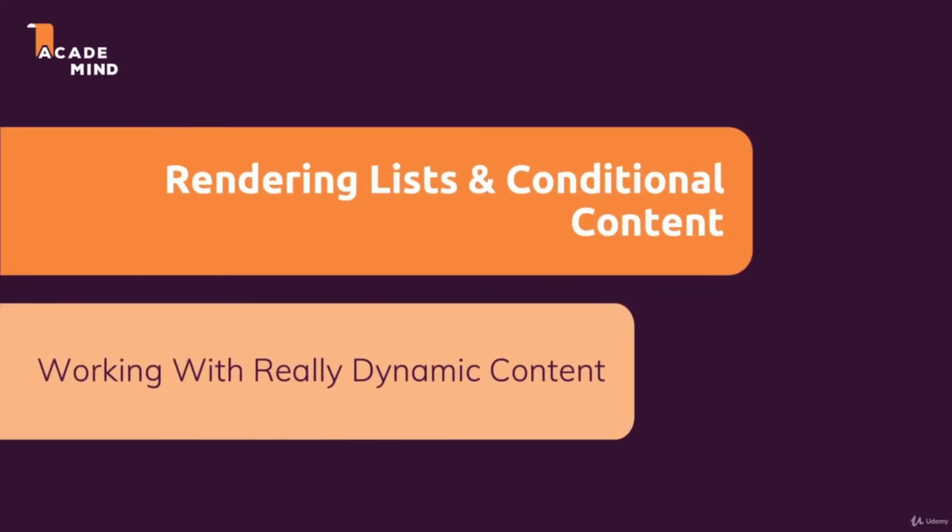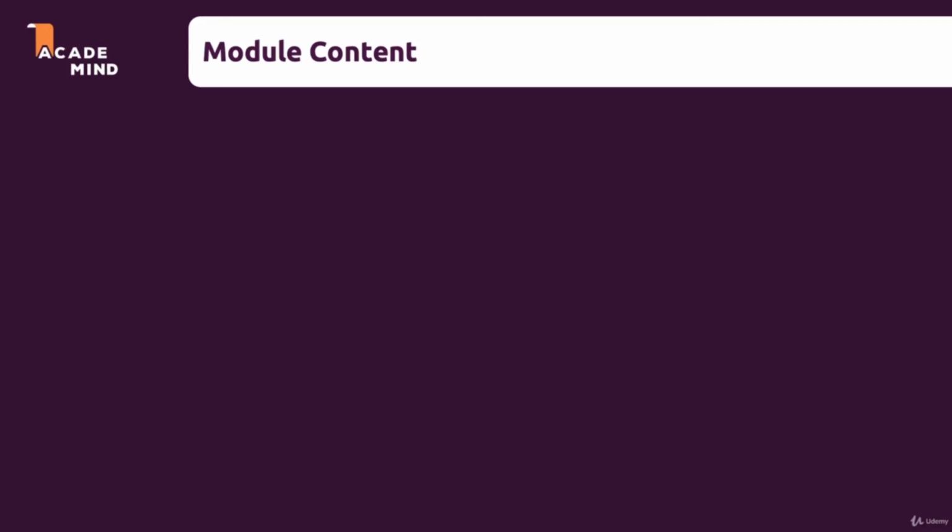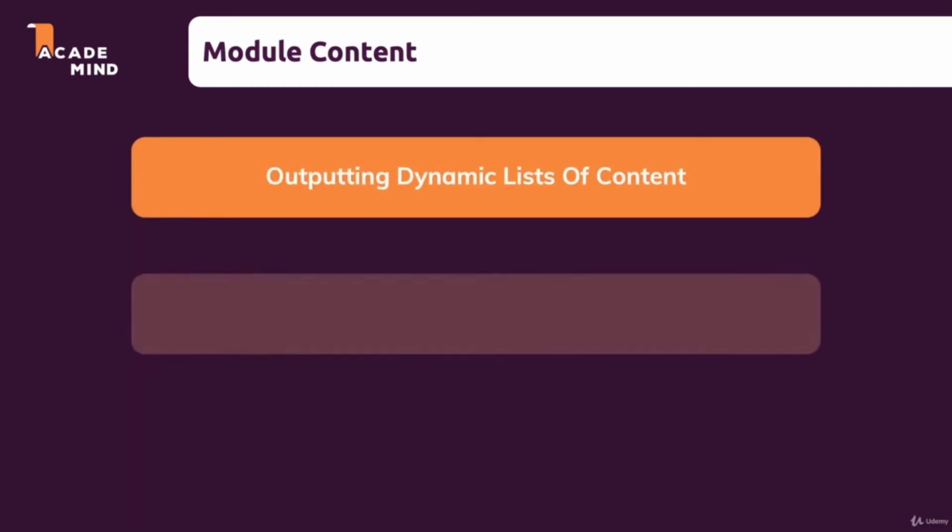By now, we know how to build components and work with multiple components, and we know how to work with state and how to handle user events. In this course section, we're now going to dive into rendering lists and rendering conditional content. So we'll have a look at how we can output arrays of data on our page and how we can show different content based on different conditions. And that's exactly what we're going to dive into in this module.